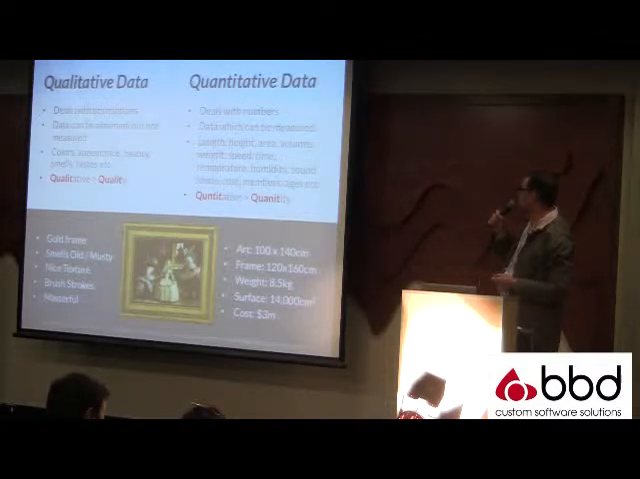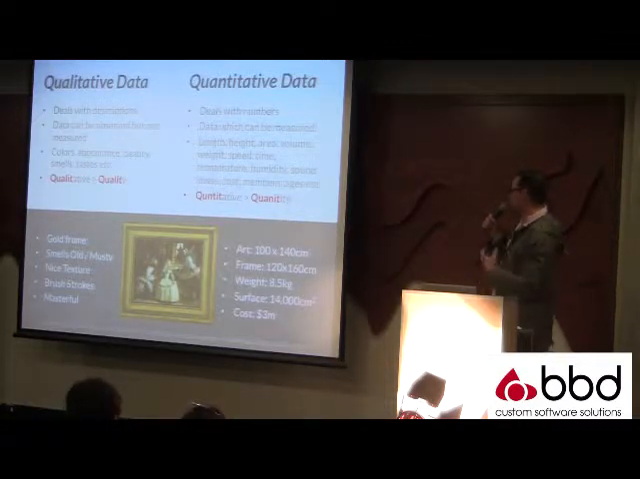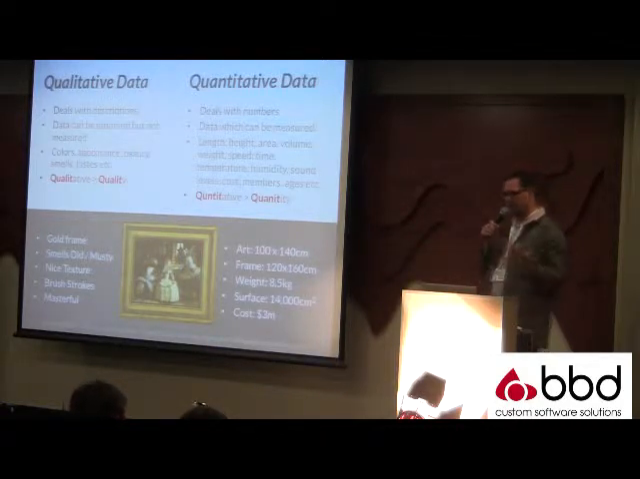When we work with quantitative data, however, we work with numbers. They can be measured. It's attributes like length, height, area. So we can say this painting is 100 by 140 centimeters, the frame's a bit bigger, it weighs this much, it costs this much, it's quite expensive, and it's got this surface area. So those are the numbers, and when we look at a lot of the ROI data, this is what we're going to be working with.